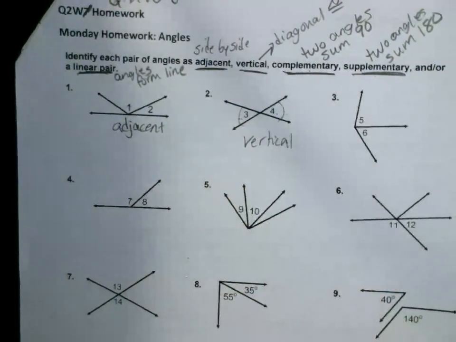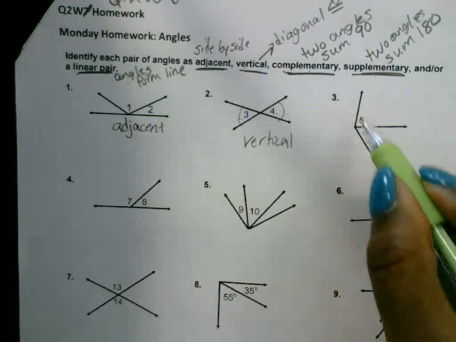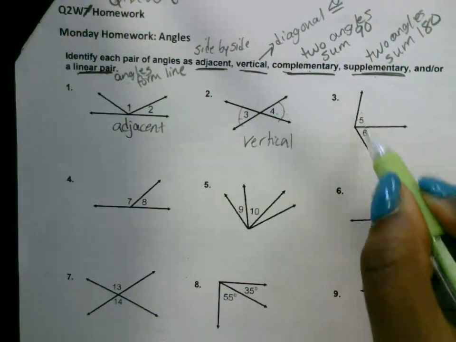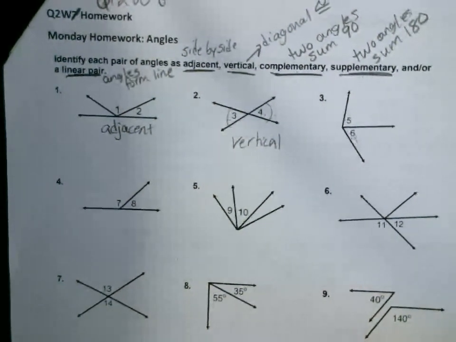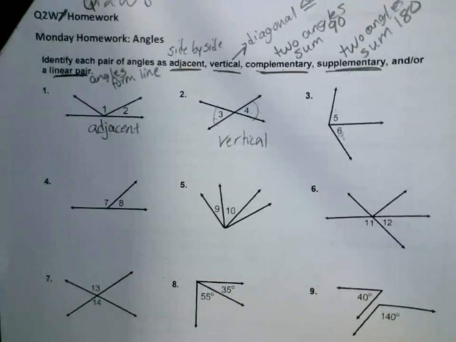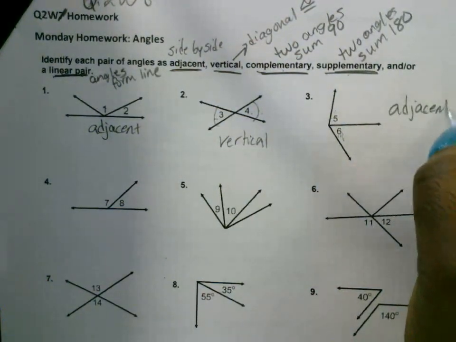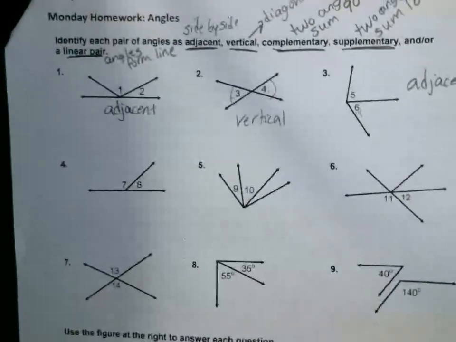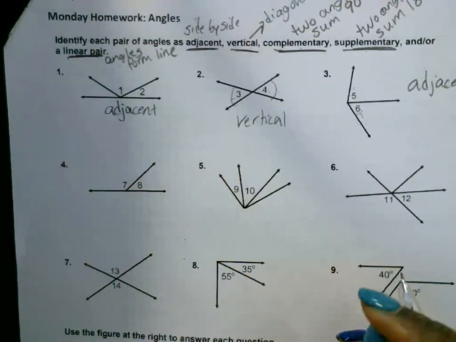They're vertical angles. Number 3, what did you write, Julian? What's the relationship between these two angles here? We wrote the definitions. What do you think? Which one it is? Adjacent. Very good. They are side by side. Adjacent angles. What about number 4? What's the relationship, Arturo? What's the relationship between those two angles?